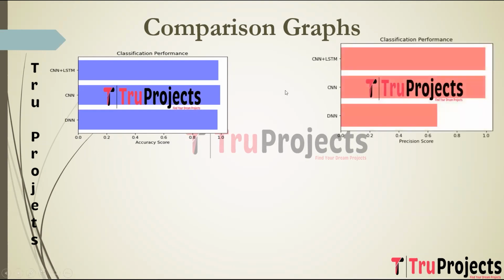Here we have precision comparison graph. Precision is the ratio of correctly predicted positive observations to the total predicted positives. It evaluates the accuracy of positive predictions.